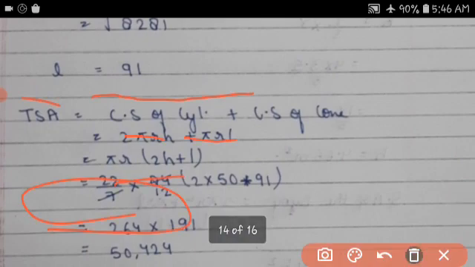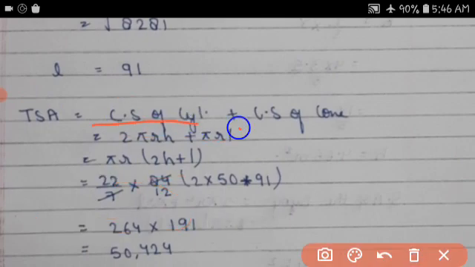Now curved surface of a cylinder plus curved surface of a cone: 2 pi rh plus pi rl. Now pi r common bracket 2h plus l. Putting the value, 7 12s are 84. 22 into 12 equal to 264. 100 plus 91 equal to 191. Multiply, 50,424 centimeter square.